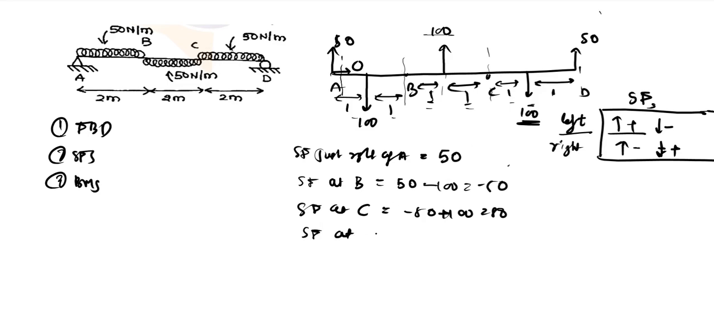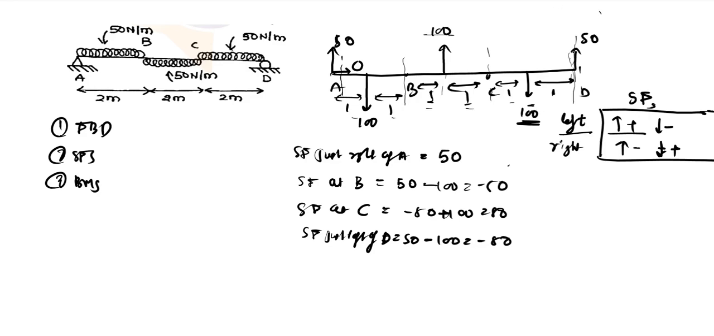Also we have shear force at D, which is nothing but 50 minus 100, which is minus 50. This is not the shear force at D, this is just left of D. So this is minus 50, because let us say you cut the beam somewhere here. Consider all the forces on the left, it will give you minus 50 as your shear force.